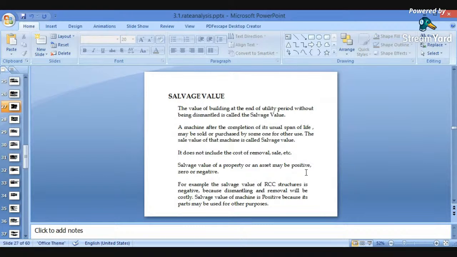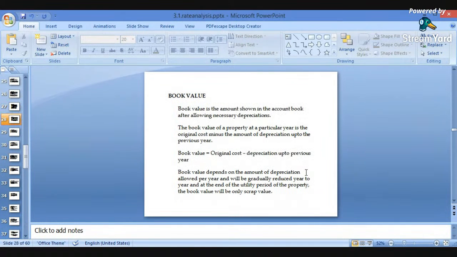If we are considering a salvage value for RCC works, then for dismantling the structures, we require labor, we require various equipments. Also, at that time, the cost will be increased. So the amount will not be saved. Okay? So at that time we have to save the structures. The best example is nothing but the machines. So salvage value of a machine is positive because its parts may be used for some other purpose, or that machine will be used for some other purpose.